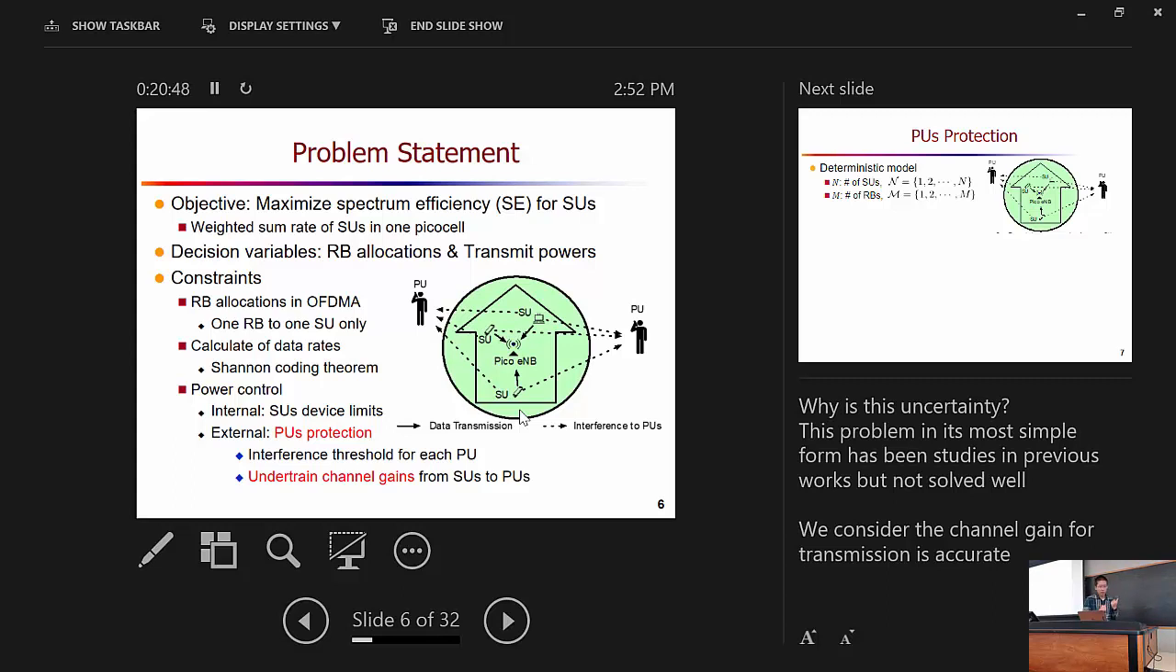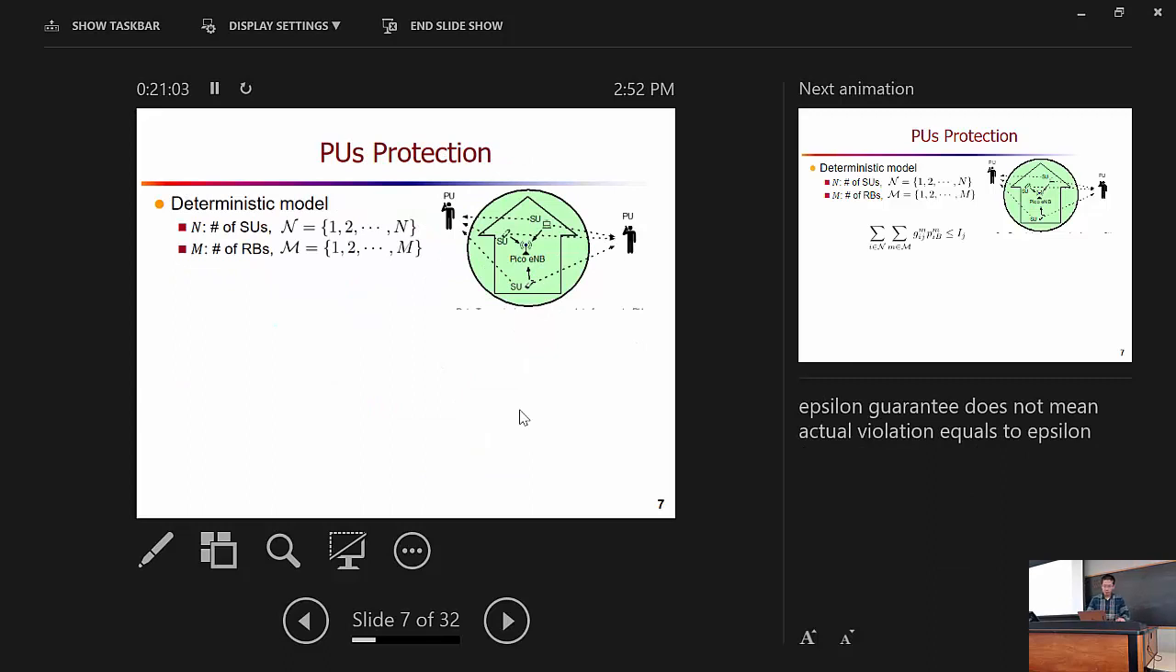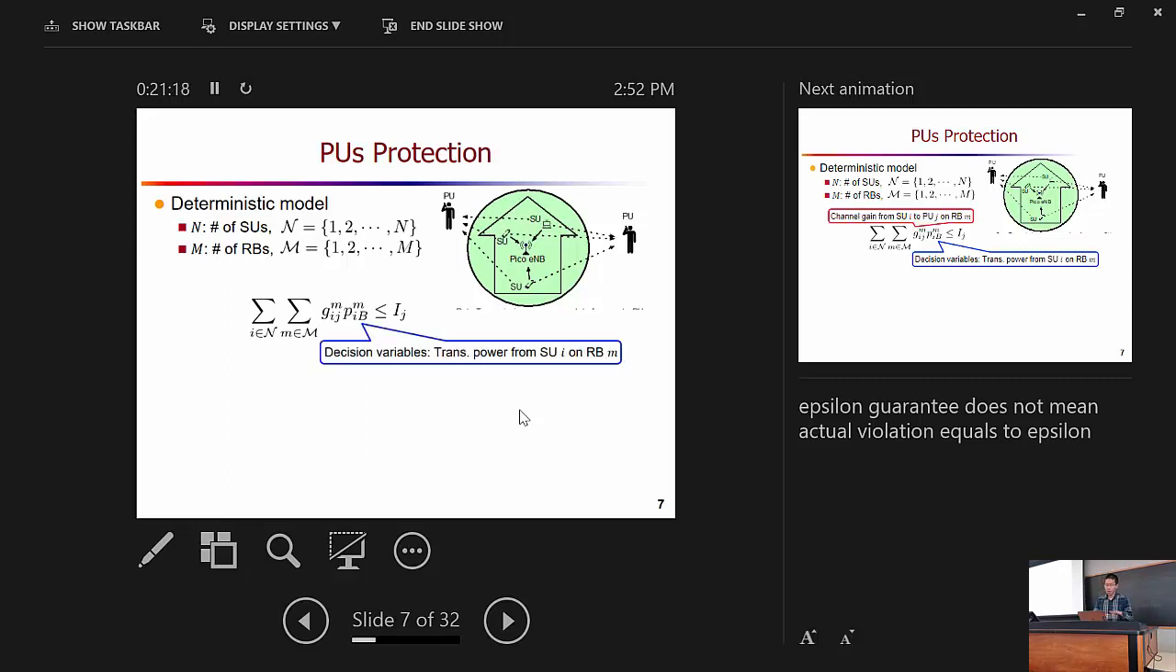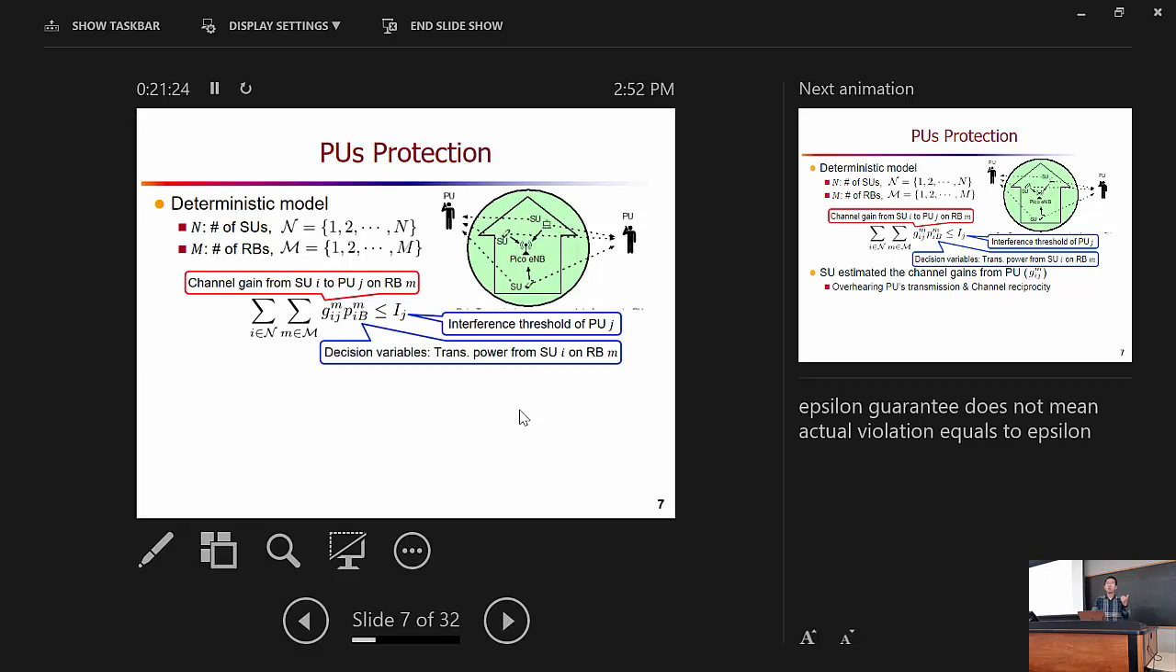So here is the first time that the word uncertainty appears. We call that uncertain channel gains from secondary to primary users. You may ask, what is this uncertainty? Let's take a detailed look. Let N be the number of secondary users and let M be the number of RBs. In the traditional way, if you know every channel gain and you know the threshold, you will have something like this: the summation of the transmit power times the channel gain, summed across RBs and across users, should be less than the threshold. In the primary literature, there is a term called interference temperature, which is exactly the same thing.